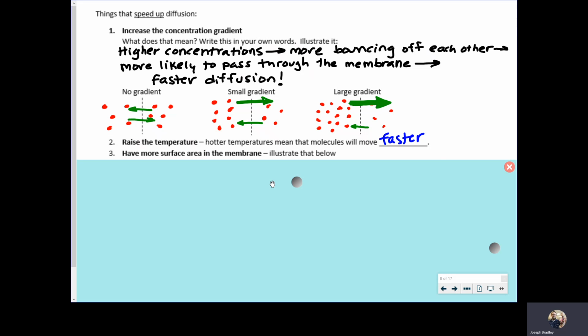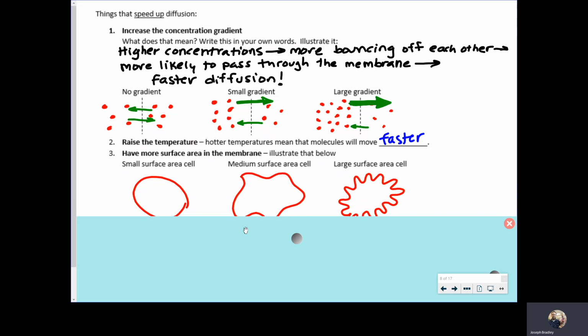The other thing that happens is cells will get different shapes, and cells that are adapted for allowing diffusion, like the ones that are found in your lungs and in your small intestines where a lot of diffusion has to take place, will have special shapes that increase the surface area. A cell with a small surface area will just be like a circle. Not as much diffusion happens in this one as the one that has lots of projections like that.